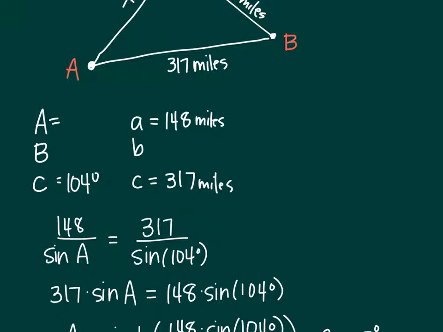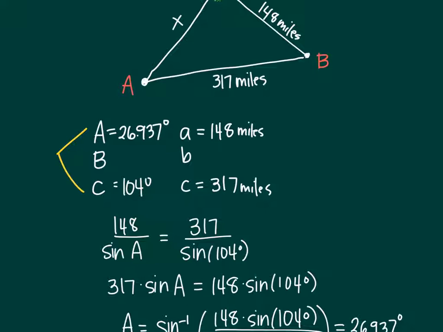So let's fill that in. We know this to be 26.937 degrees. That helps me to be able to use the law of 180. If I combine that angle with 104, I've got 130.937. And I can subtract that from the total of 180. So that helps me figure out that B is 49.063 degrees.